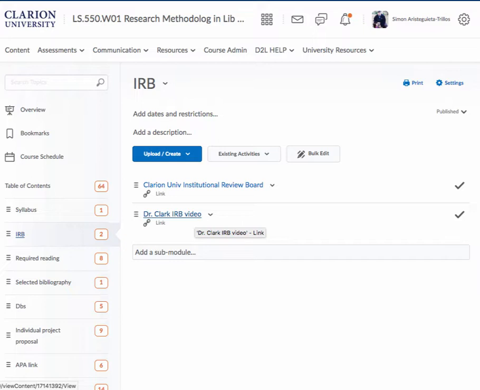Collection of data means that you're going to do interviews, you're going to do surveys, you're going to do an experiment, you're going to observe, etc. And that you will do in LS600. So let's think very carefully about what we want to do.